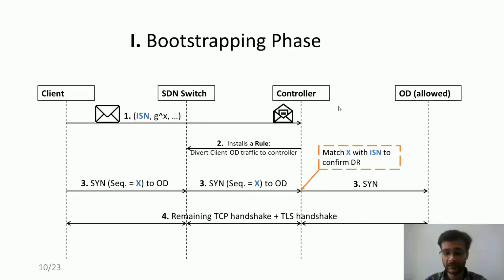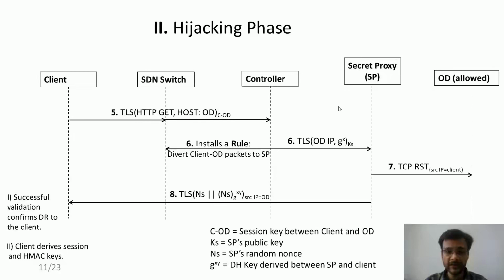And we can move on to the next phase, which is the hijacking phase. The hijacking phase deals with transferring the client-OD state to the secret proxy, which will be serving the covert destination content to the client. Now, as we know, the last step of the bootstrapping phase was that the TCP and the TLS handshakes were complete. After the TLS handshake is complete, like a normal client, it will send a normal HTTP GET request destined to the OD.